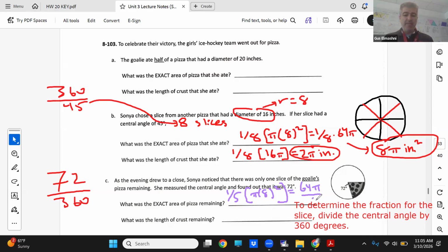That's totally fine, because that is exact, because you can't reduce that anymore. So it'd be 64 pi over 5. Or for the crust, that'd be 1/5 times 16 pi. So it'd be 16 pi over 5. So hopefully you guys are okay with that. Circumference is pi D, or 2 pi r. They're the same thing. So remember, diameter is twice r. Okay. Let's keep on moving.